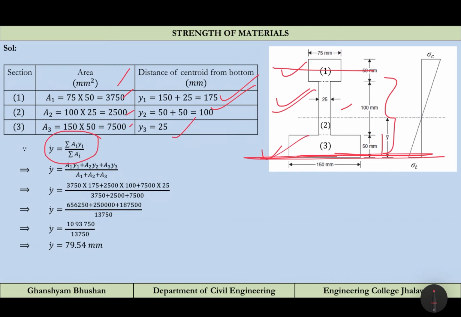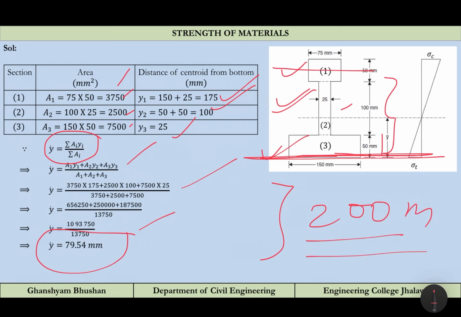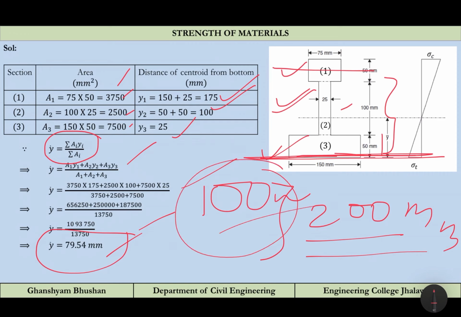Again using the formula y bar is equal to summation of a_i into y_i divided by total area, just put all the values and you will get a value of y bar as 79.54 millimeters. You can see the total depth is 200 mm, and due to unsymmetry this is coming out. If there had been symmetry, it would have been 100 mm, but it is coming out to be 79.54. So that is no problem.